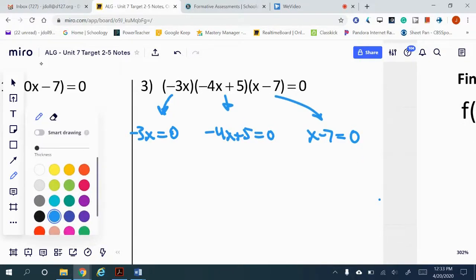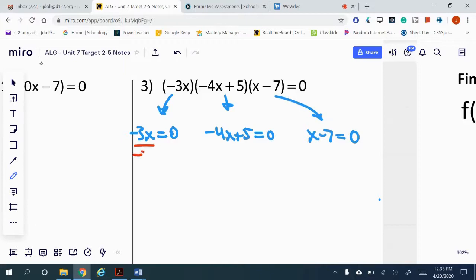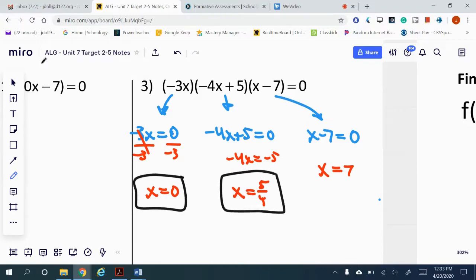Now, in all of these, we have to do just a little bit of work to solve for x. Here, we divide by negative 3 on both sides, and I get x equals 0. Here, I subtract 5, so I get negative 4x equals negative 5, and then divide by negative 4, so I get x equals 5/4. And then over here, I just need to add 7 to both sides. So what we have are 3 different values of x, and each one of them, when you plug it back into this expression, will make the equation true. 0 will be on the left, and 0 will end up being on the right, meaning we have 3 solutions.